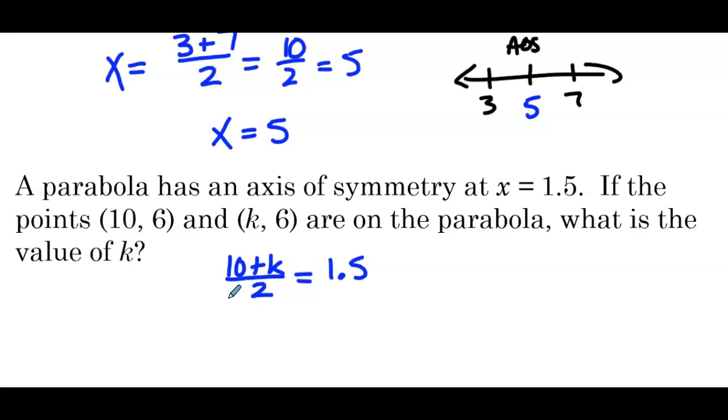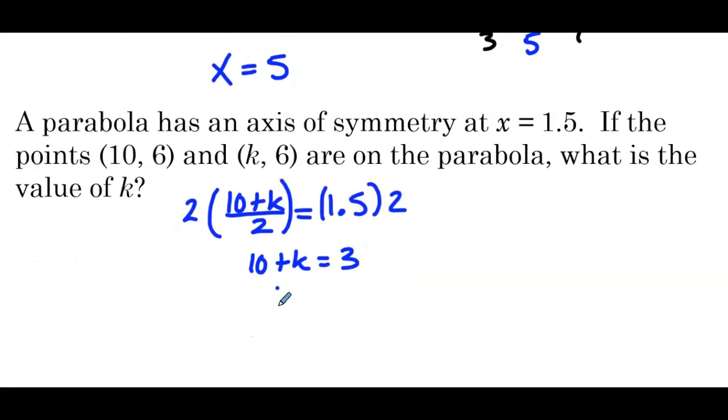So if we solve this, we can multiply both sides of the equation by 2. So we'd have 10 plus k equals 3. We can subtract 10 from both sides of the equation. So k equals -7. Perfect. So again, a lot of reasoning, a lot of thinking in these particular problems.